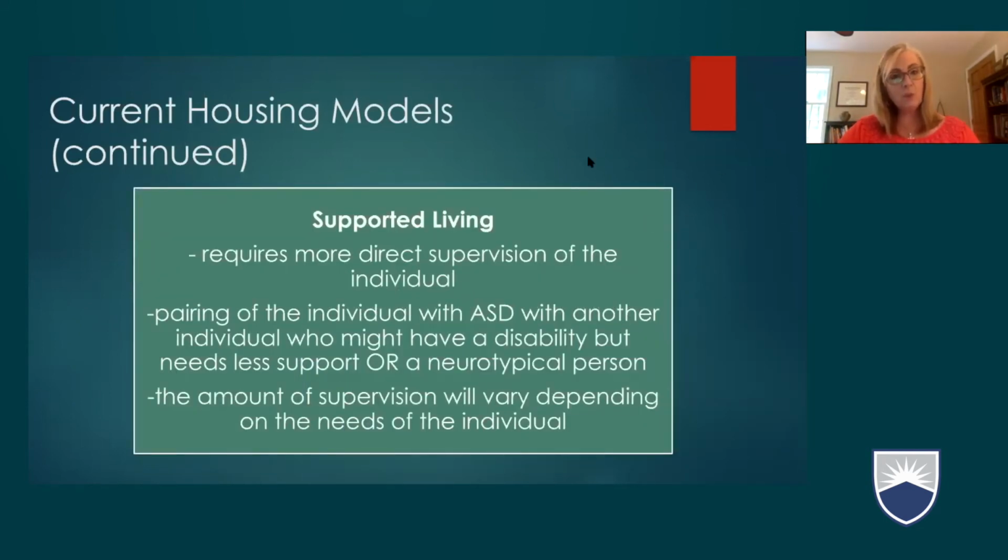Next, we have what is called supported living. I'm sure that some of you might have heard this term before. You might have heard it associated with older people. They might go into some kind of supported living situation. And this is going to require more direct supervision of the individual with the disability, the adult. Sometimes there is what we call a pairing of the individual, and again, I'm using autism, with an autism spectrum disorder, with another individual who might have a disability but doesn't require quite as much support, or it could even be what we call a neurotypical person. A neurotypical person is someone like ourselves that does not have a disability.